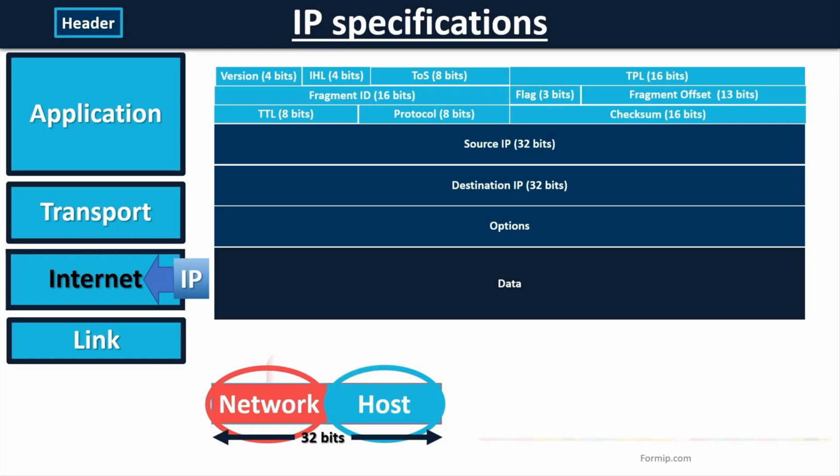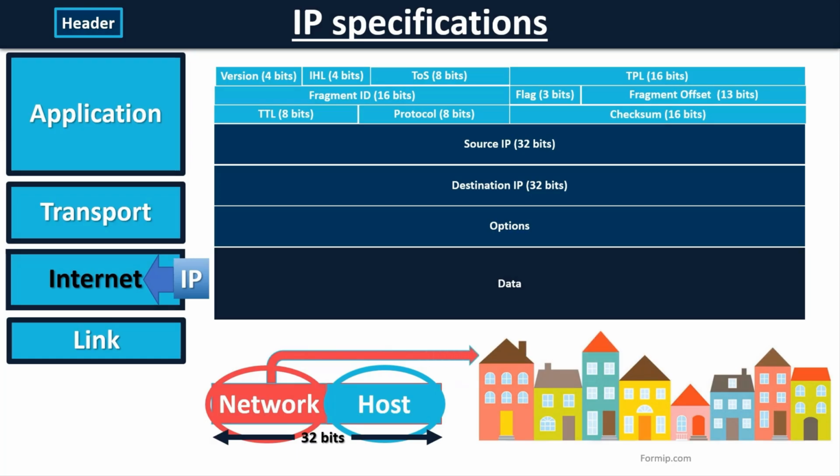Basically, the network ID is the equivalent of a street, and the host ID is the equivalent of a house on that street. If you order a product online, you give your own address so that the post office knows where to deliver the product. Well, it's the same in a network. IP addresses are used to identify the location of a host on the network.